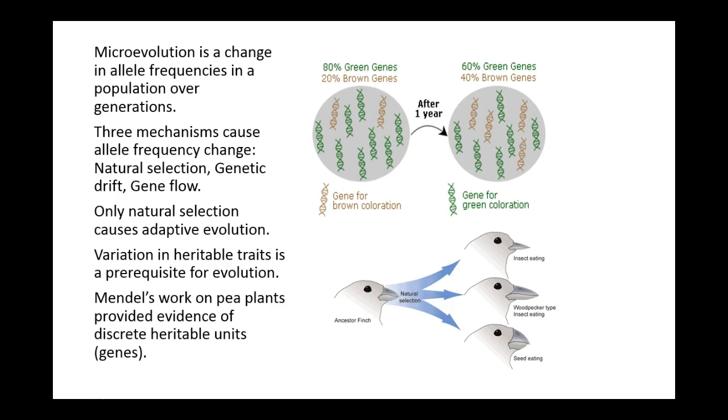Only natural selection causes this adaptive evolution. With genetic drift, like a bird going to a new area, it's a 50-50 chance as to whether that bird is more adapted to that area or not. And gene flow is the same kind of concept. It's very hit or miss whether that particular adaptation is good for that area. Only natural selection is based on an individual's ability to reproduce and pass on their genetic information.